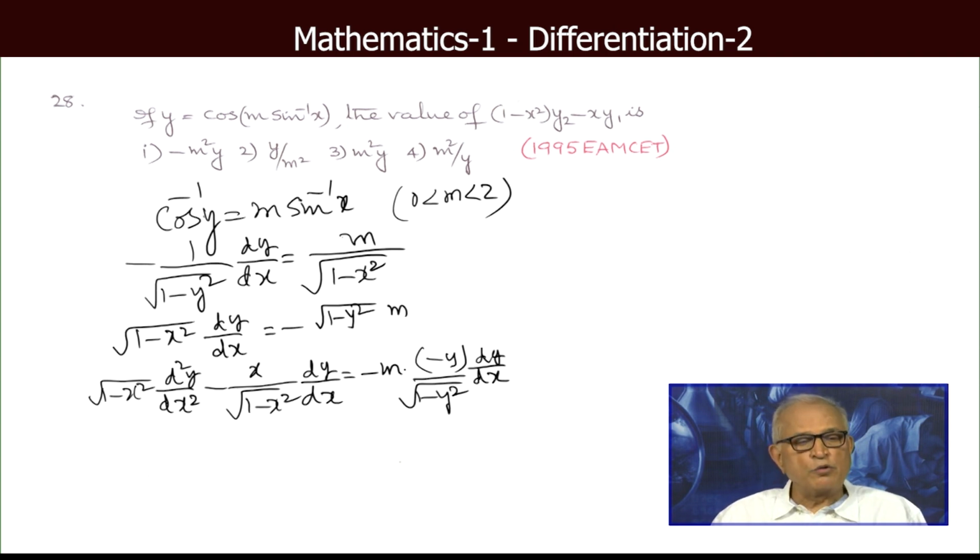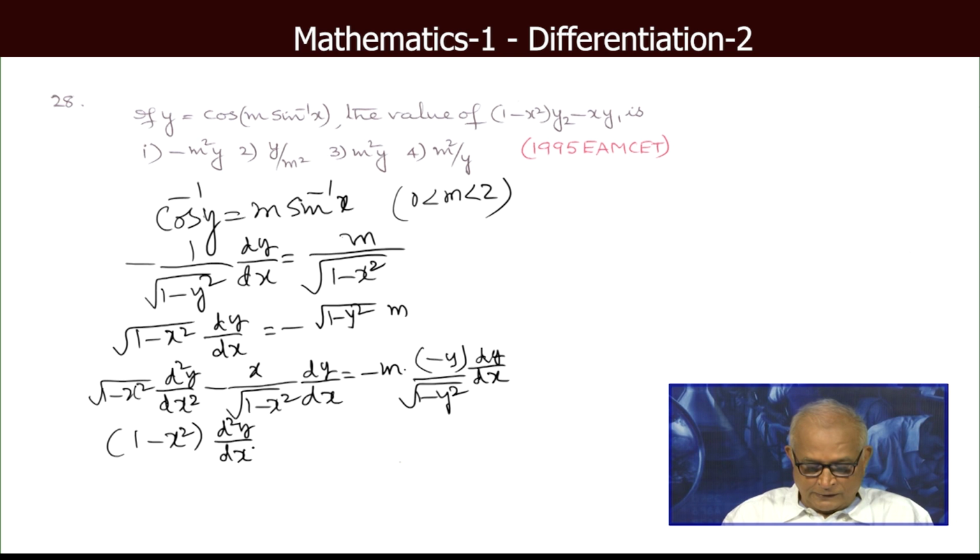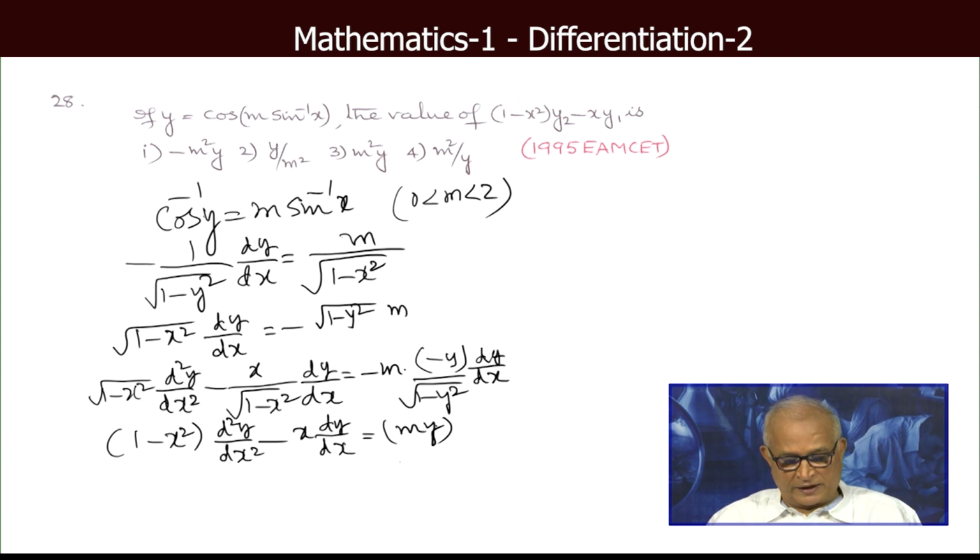Now, multiply throughout by root of 1 minus x square. 1 minus x square into second derivative of y with respect to x minus x into dy dx is equal to plus m times y into root of 1 minus x square into dy dx. What is root of 1 minus x square into dy dx? Minus root of 1 minus y square into m. And this root of 1 minus y square will be cancelled. So, minus m, that is equal to minus m square y.